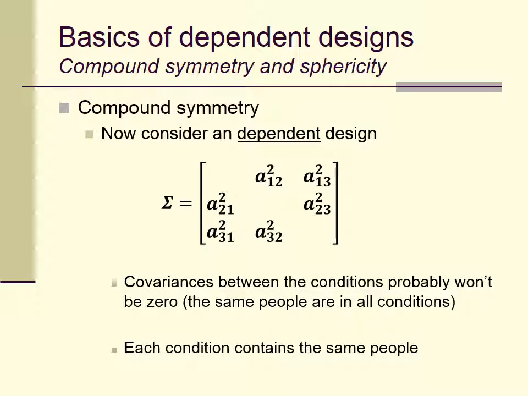Now let's consider a dependent design. Here again, we're looking at the covariances between conditions, condition A and condition B and condition C. Here, we assume that the covariances in the population won't be zero, and even in our sample, they will not be zero. We're not surprised if we see a covariation or a correlation between scores in condition A and condition B, because again, and hopefully this is obvious, they're the same people in each condition.